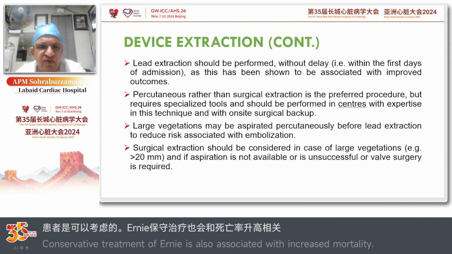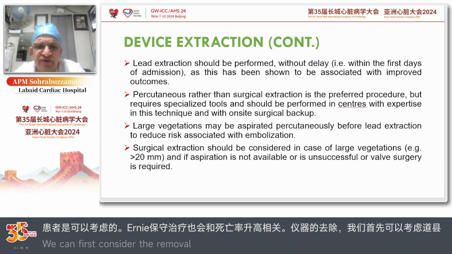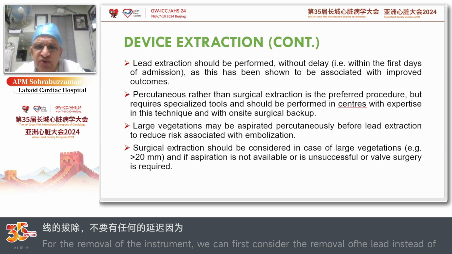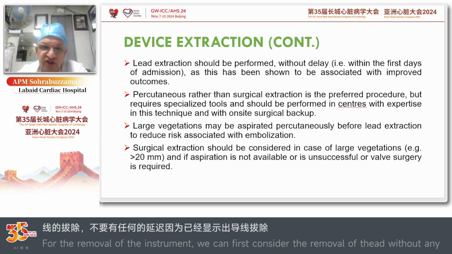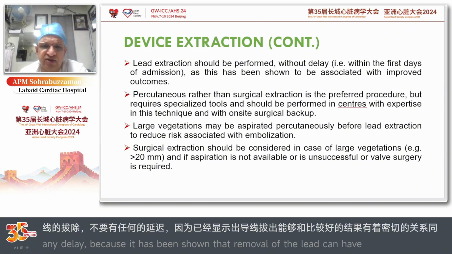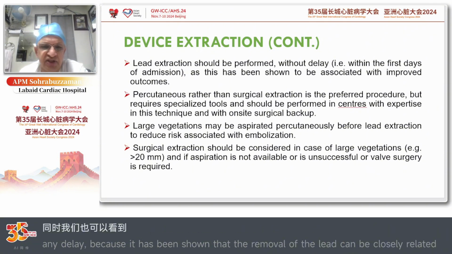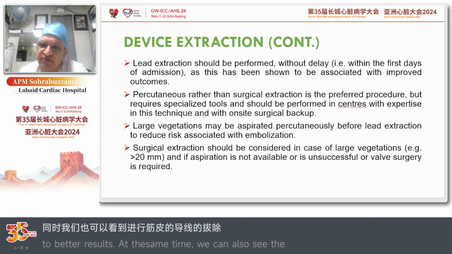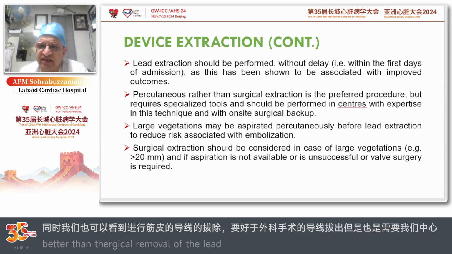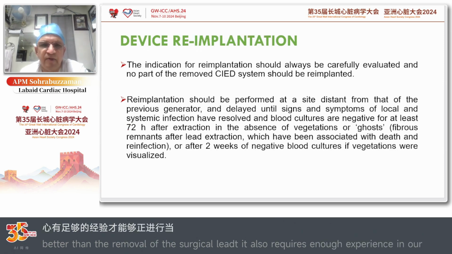Device extraction continued. Lead extraction should be performed without delay, as this has been shown to be associated with improved outcomes. Percutaneous rather than surgical extraction is the preferred procedure, but requires specialist tools and should be performed in centers with expertise. Large vegetations may be aspirated percutaneously before lead extraction to reduce the risk of embolization. Surgical extraction should be considered in case of large vegetations, for example, more than 20 millimeters, if aspiration is not available or is unsuccessful, or if valvular surgery is required.